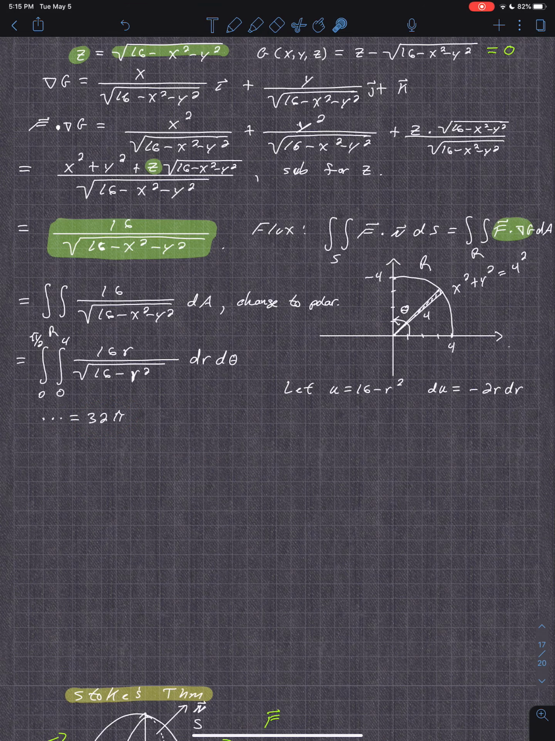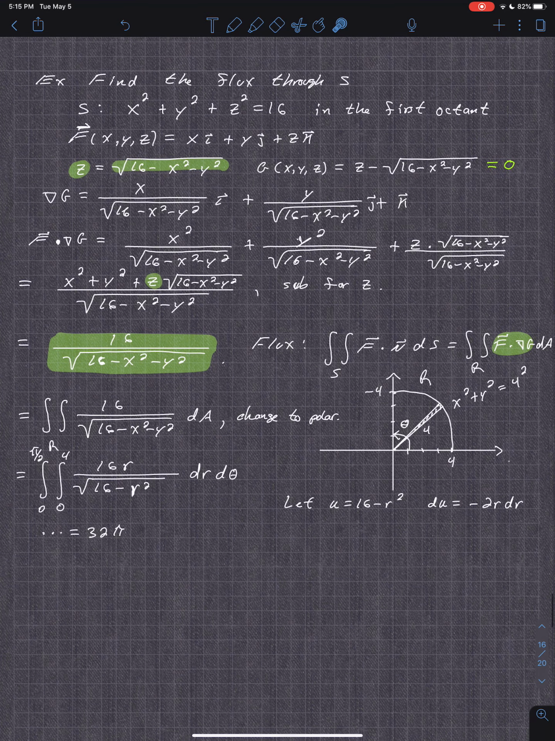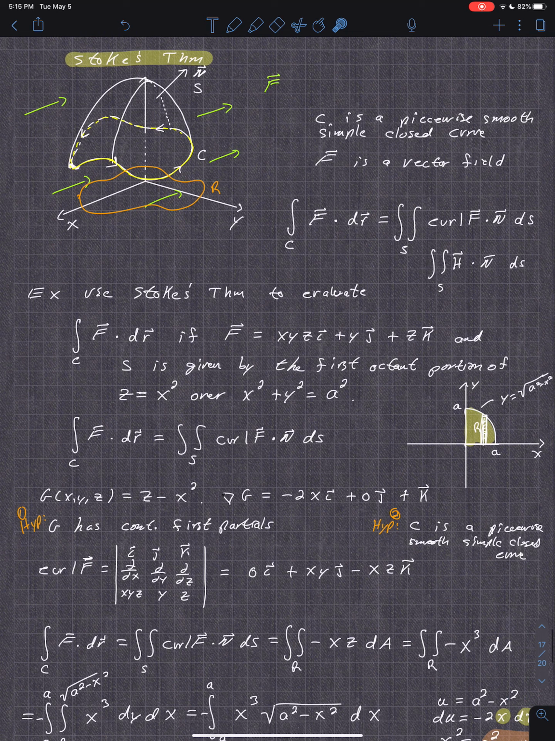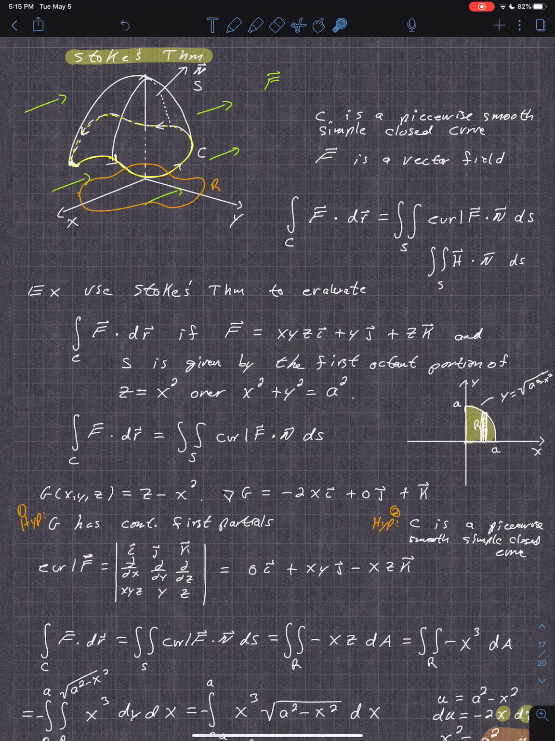The next couple theorems we'll be using for finding flux, basically, by applying the theorems. The next theorem is called Stokes' theorem. So for Stokes' theorem, C is a piecewise smooth, simple closed curve. Okay, so here's my C. C is up here, like that. And it does not cross itself, and it's smooth.